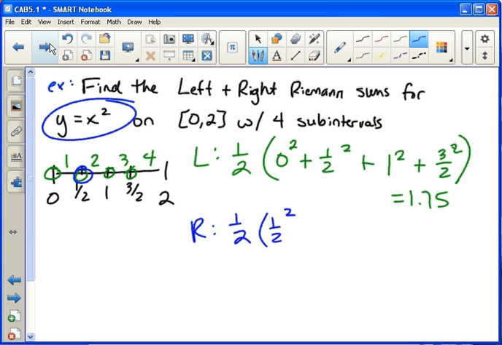And then for the second subinterval, I use 1. For the third subinterval, I use 3/2. And for the fourth subinterval, I use 2. And when you plug all this in, you should get 3.75. So again, that gives you a range over which your real answer must happen.